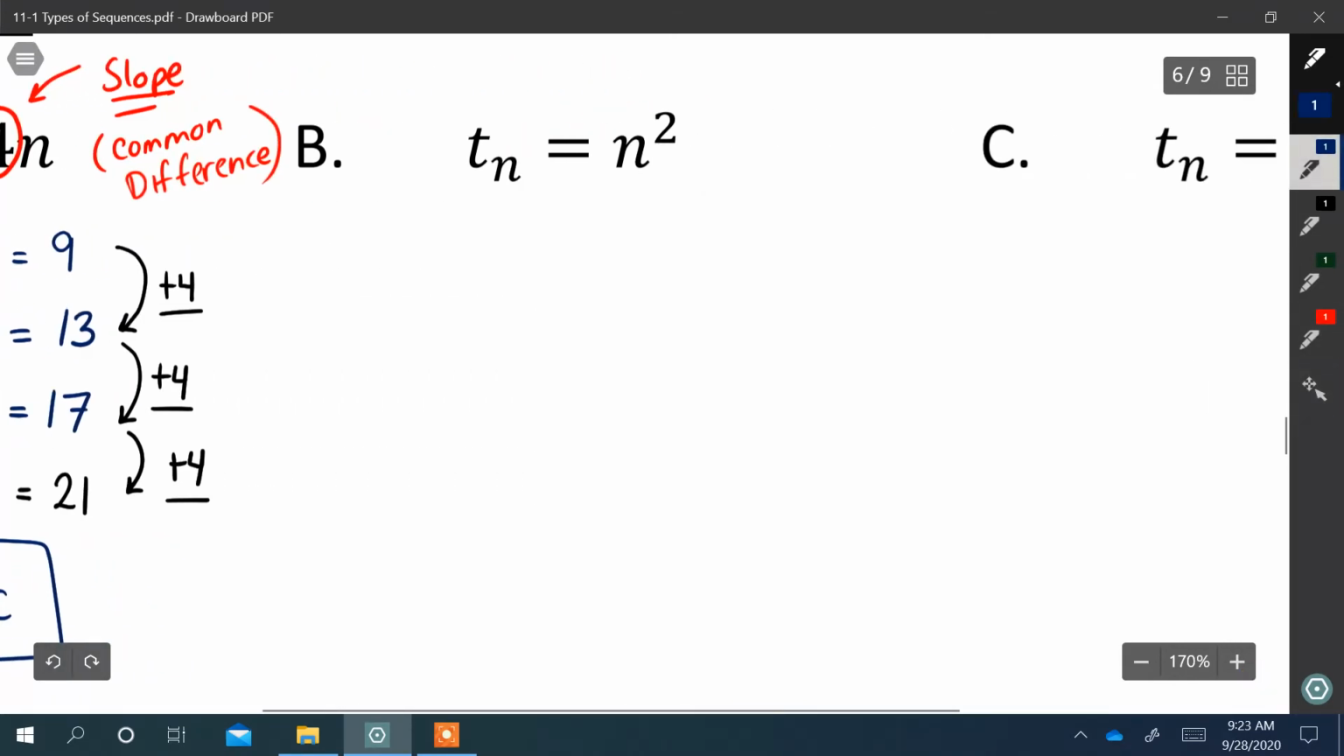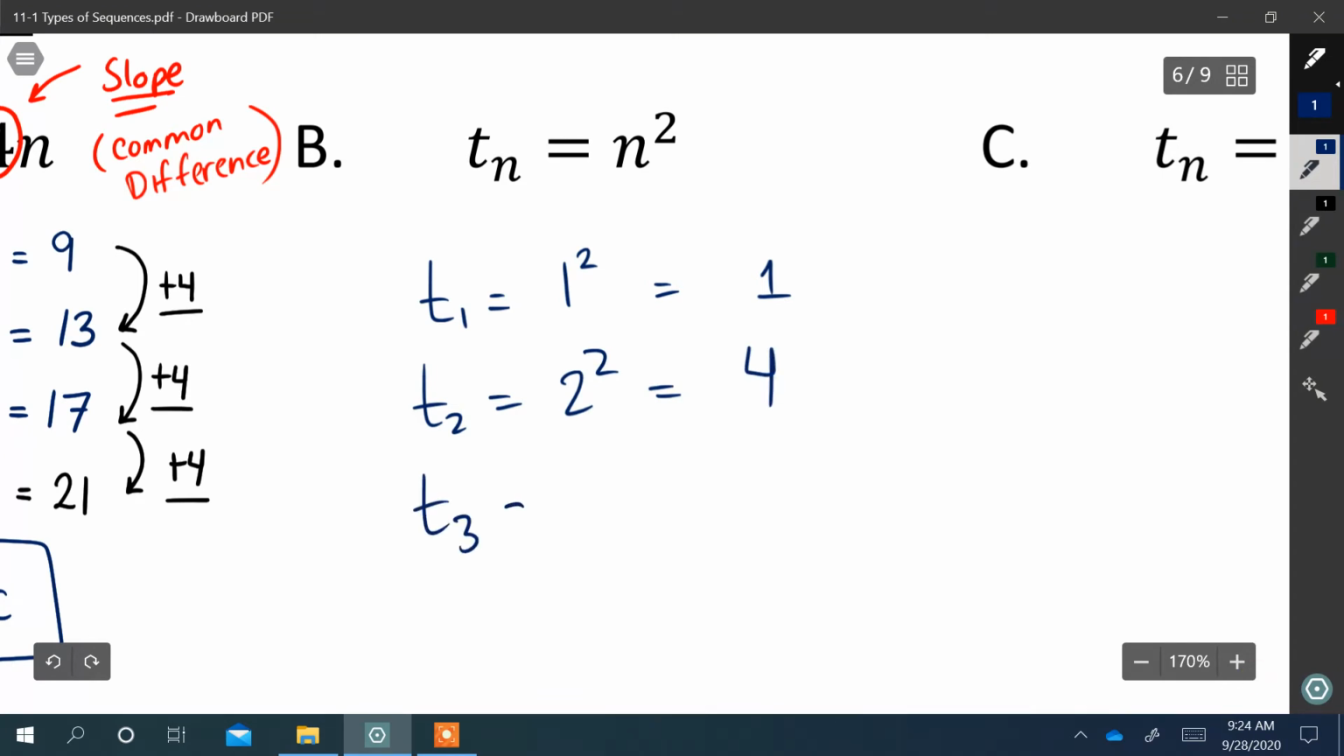All right, let's try B, n squared. We're going to start with t of 1, which will be 1 squared, which is 1. T of 2 will be 2 squared, which is 4. T of 3 will be 3 squared, which is 9. And t of 4 will be 4 squared, which is 16.